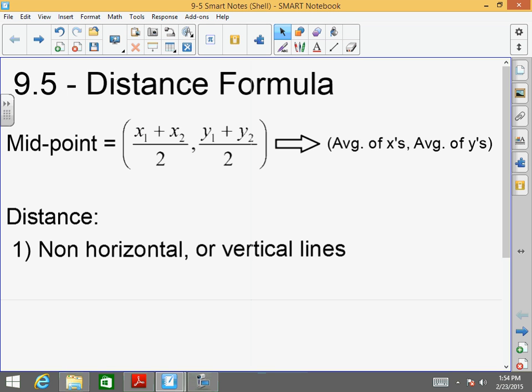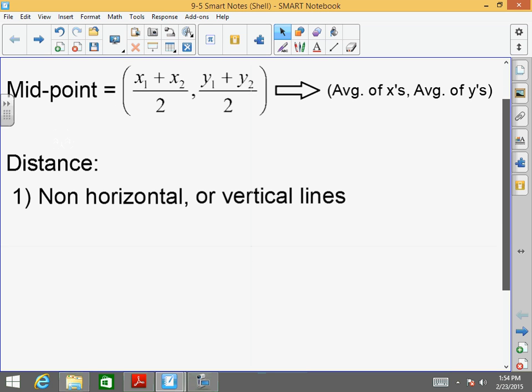Now, distance. There are 2 kinds of distances. Actually, if I want to be technical, 3 kinds of distances. There's a distance that involves rate and time. That's distance equals rate times time. Like if you're going 50 miles per hour, how far did you go in 3 hours? You multiply your rate, 50 miles per hour, times 3 hours, that'd be 150 miles. We're not going to be talking about that particular distance.